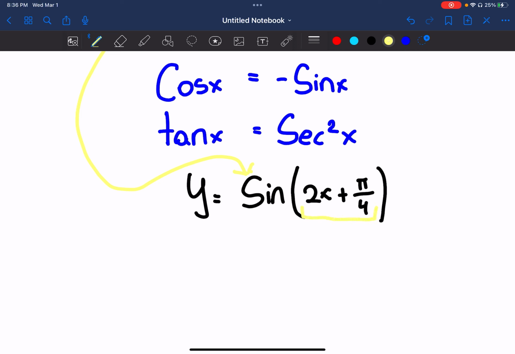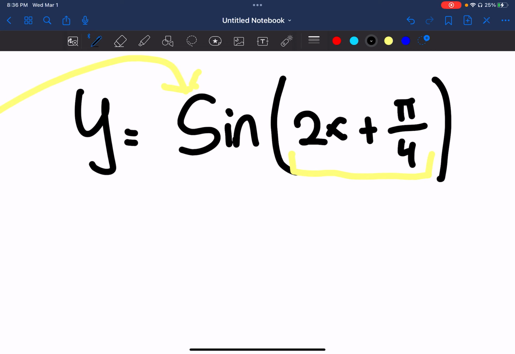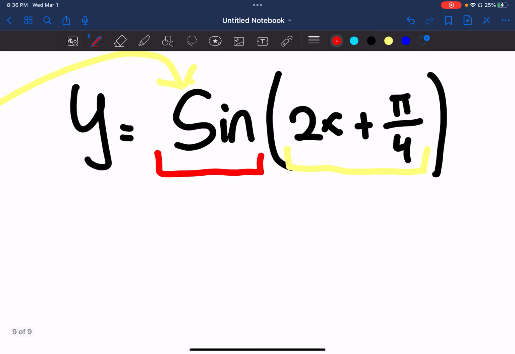What's going on is that we're going to treat this as a chain rule problem, because we're going to have to differentiate the parameter as well. So we're differentiating the outside and the inside, where the outside in this case is sine and the inside is 2x plus pi over 4. The derivative of sine is equal to cosine.